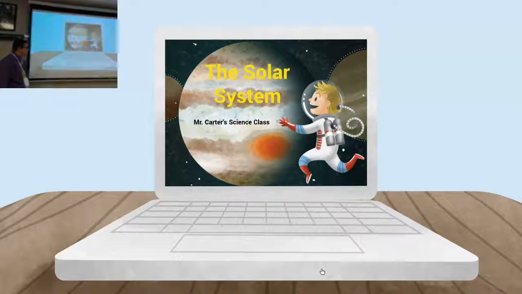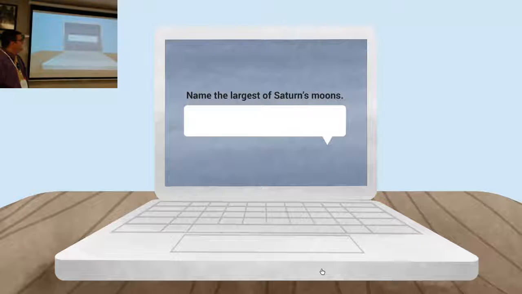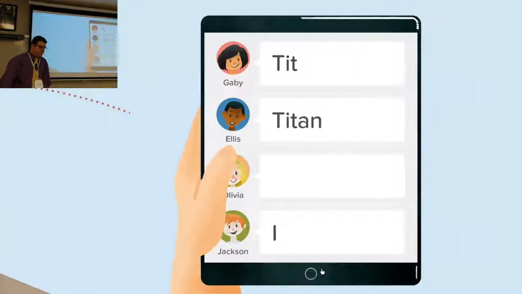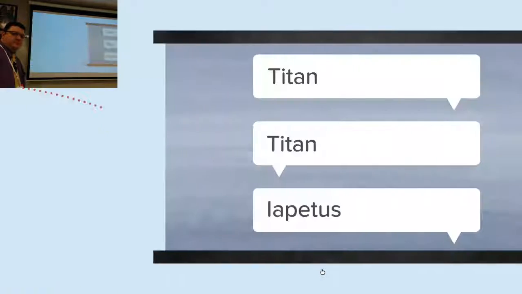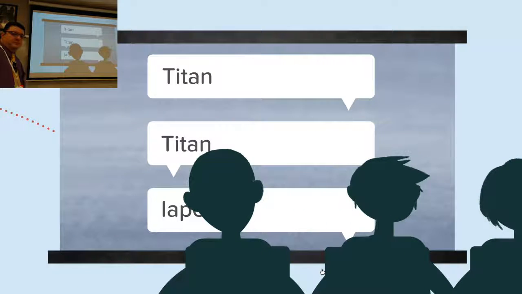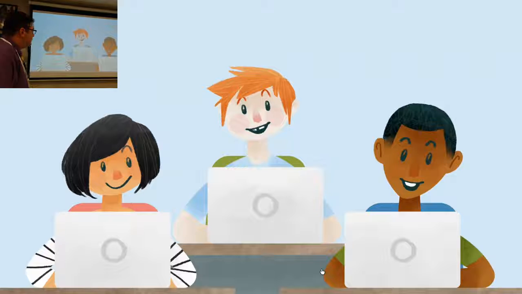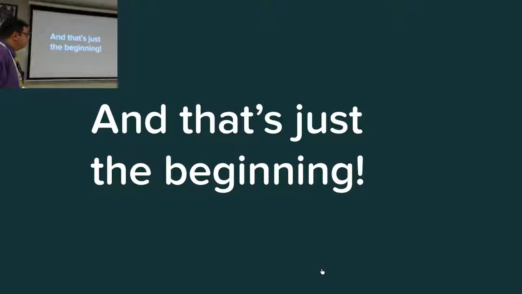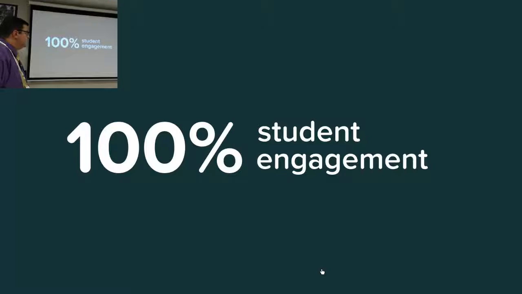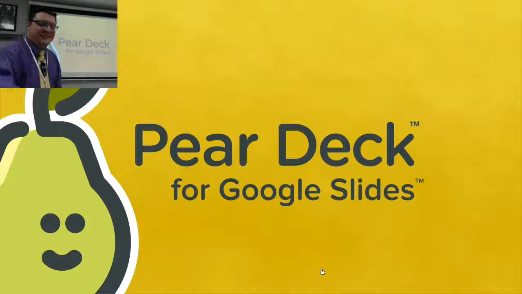As you advance your slides, students will be prompted to answer your questions, and their answers will appear on your teacher dashboard in real time. Answers can be displayed anonymously on the classroom projector. So instead of worrying about getting the right answer and feeling silly in front of peers, your students are putting ideas out there in a safe, anonymous way, discussing and learning from each other. And that's just the beginning of what you can do with Pear Deck and Google Slides. 100% student engagement is just a deck away.